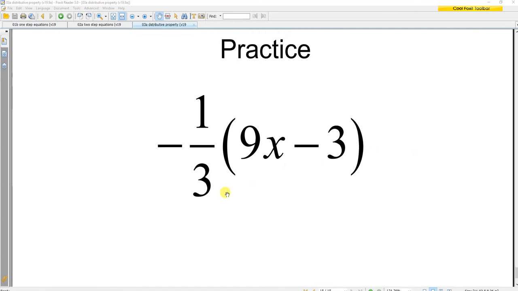A third. Multiplying by a third is just division by 3. So this is 9 divided by negative 3. 9 divided by negative 3 is negative 3x. Negative 3 divided by negative 3 is positive 1.